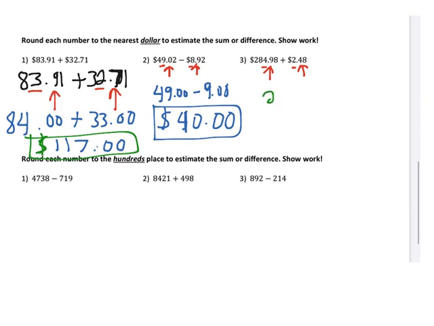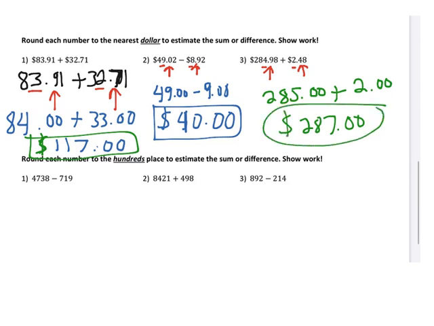The 9 says the 4 goes up, so we have 285 plus 4 says the 2 stays the same, plus $2. Let's see, 5 plus 2 makes 7. And then the 280 goes just right in the front. So we're going to have $287.